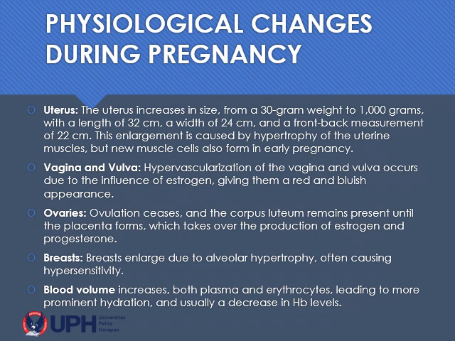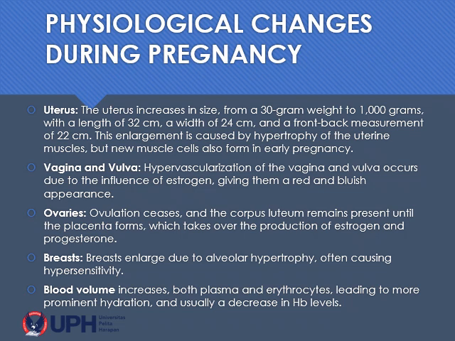Now we move on to the physiological changes during pregnancy. The first thing is the uterus. So the uterus will increase in size. It will weigh up to 1,000 grams from the original weight of 30 grams. And the length will be around 32 centimeters with a width of 24 centimeters. And if we measure from front to back, it will be around 22 centimeters. And this enlargement is caused by the hypertrophy of the uterine muscles, but then new muscle cells also develop during early pregnancy.